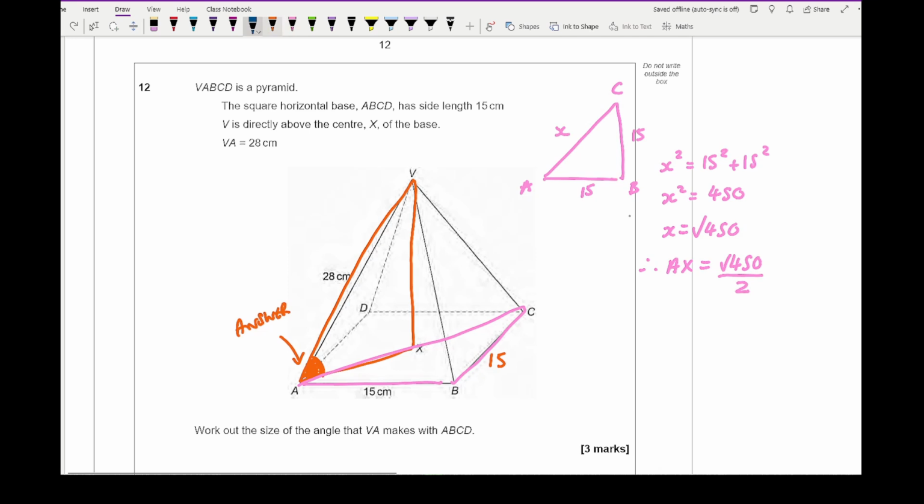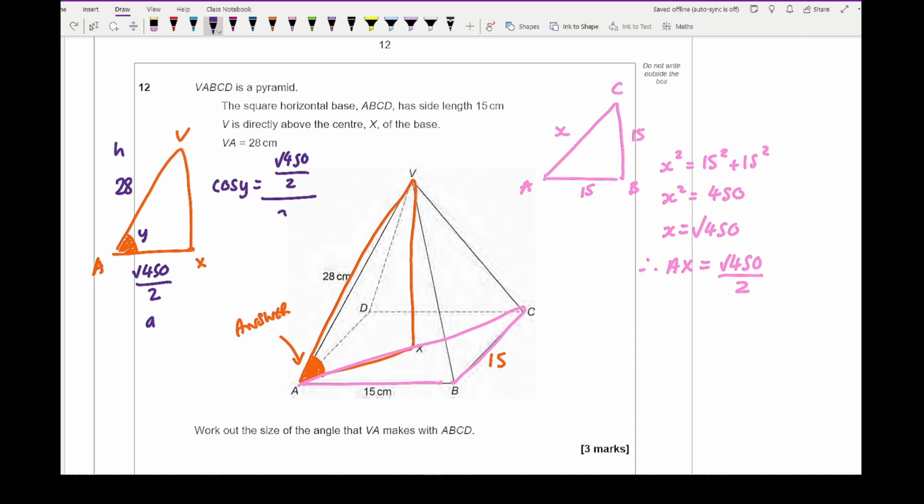So if I then draw this orange triangle, this is A, this is V, and this is X. I now know that this length here of AX is root 450 divided by 2. Now, I also know that A to V is 28. So using this triangle and using SOHCAHTOA trig, if I just label this as y, then this is my hypotenuse, this is my adjacent, so I need to use cos. So cos y equals root 450 over 2, all divided by 28.